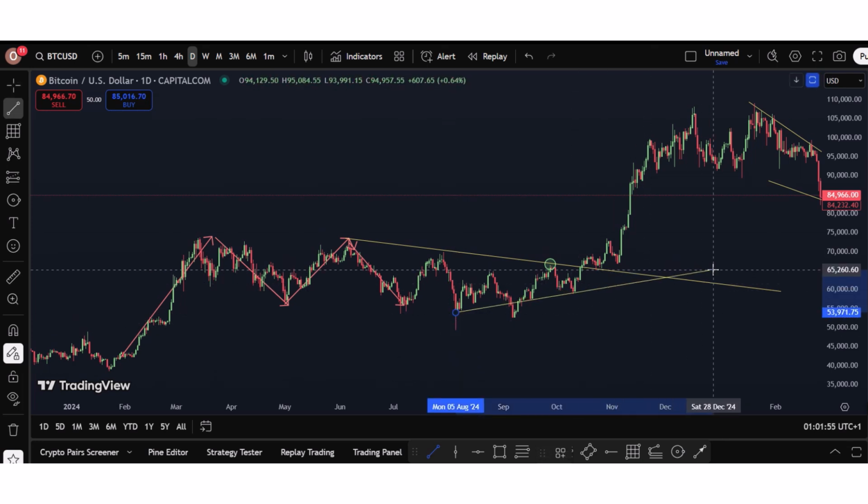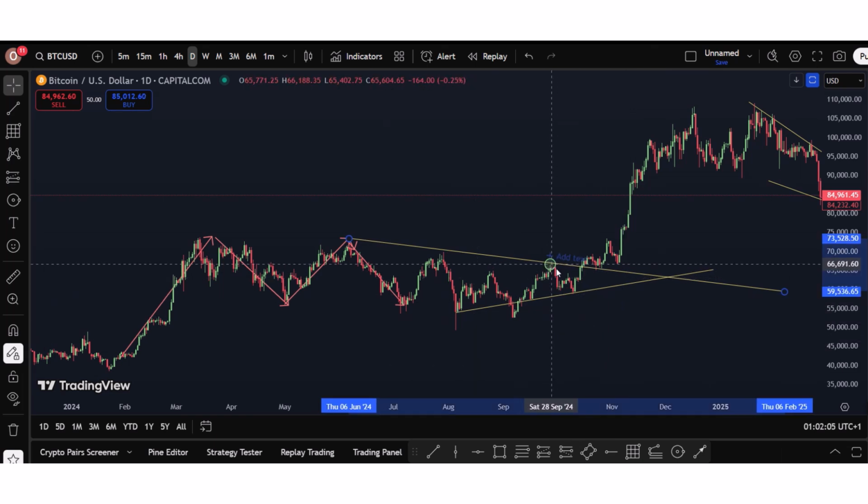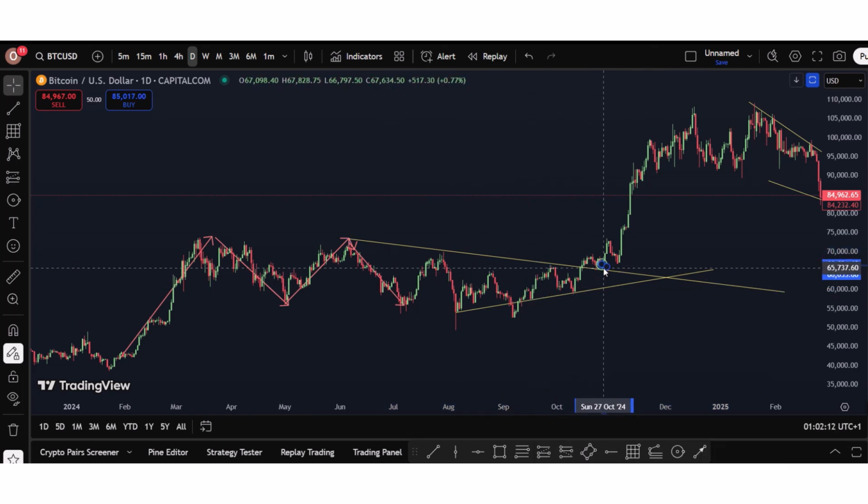A falling knife is just like a head and shoulder. It's just that we don't draw it well. Can you see this? This is a head and shoulder. So this is the retest we are talking about. Let me draw this. Yeah, this is the retest we are talking about. This is my buy zone.